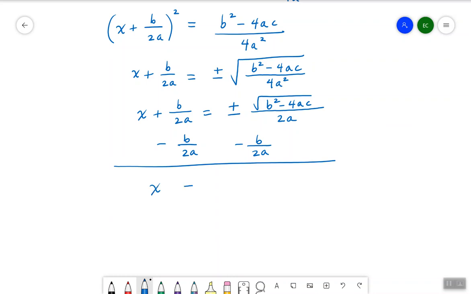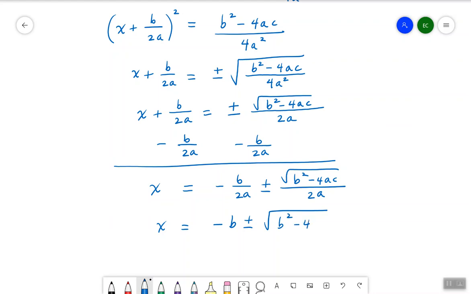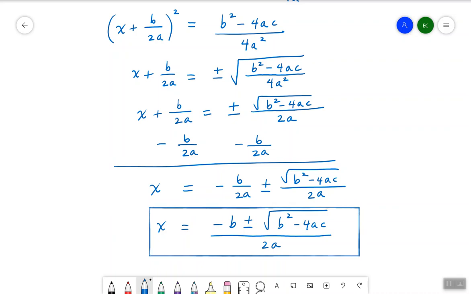And can you see where we're going to get to? Let's put this fraction first, negative b over 2a first, plus or minus square root b squared minus 4ac all over 2a. And then since the two fractions have the same denominator, we can just add the numerators and get negative b plus or minus square root b squared minus 4ac all over 2a. And that's it. That is the quadratic formula.